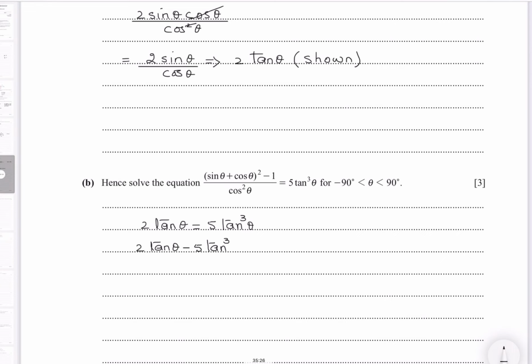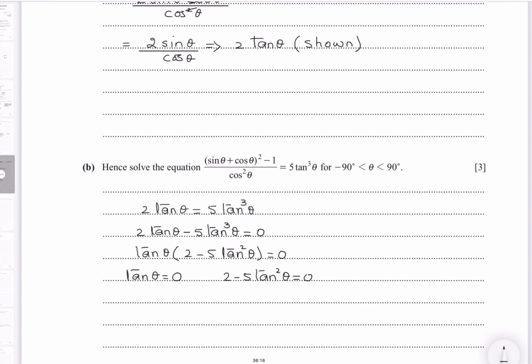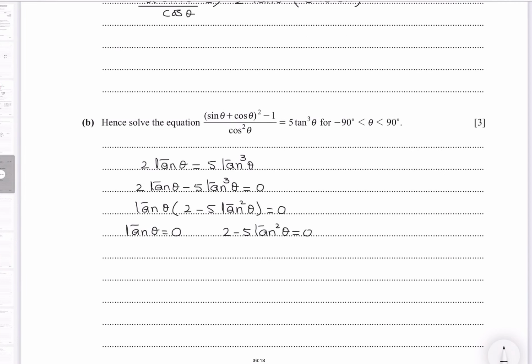Bring all the values to one side. Now take tan theta common. So you have tan theta equals 0 and 2 minus 5 tan square theta equals 0. So 2 equals 5 tan square theta. So 2 over 5 equals tan square theta. So tan theta is equal to the square root of 2 by 5.